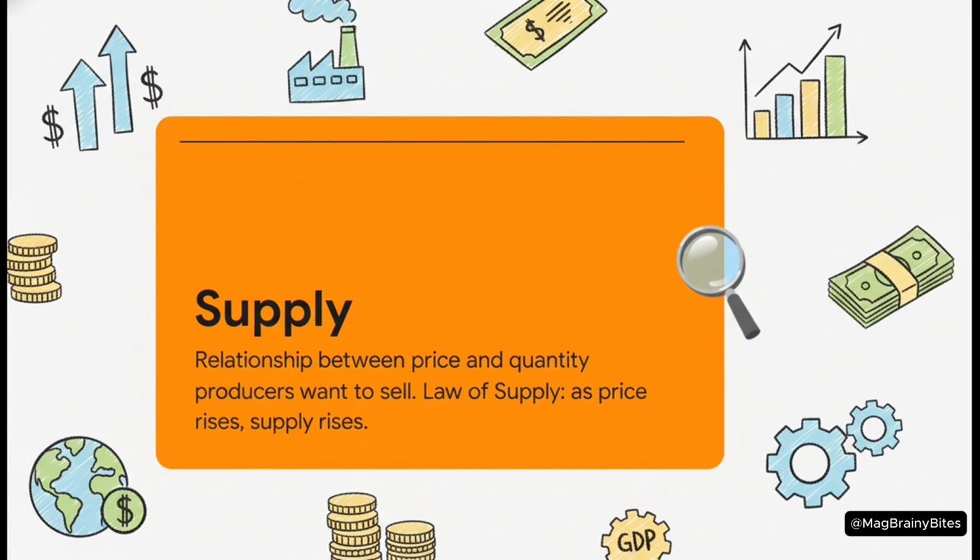Then you've got the other side of the coin, supply. Now let's switch gears. Put yourself in the shoes of the coffee shop owner. If you can sell those lattes for a really high price, you're going to be pretty motivated to crank them out, right? Sell as many as possible. But if the price tanks, maybe not so much. And that's the law of supply. The higher the price, the more that producers want to sell.